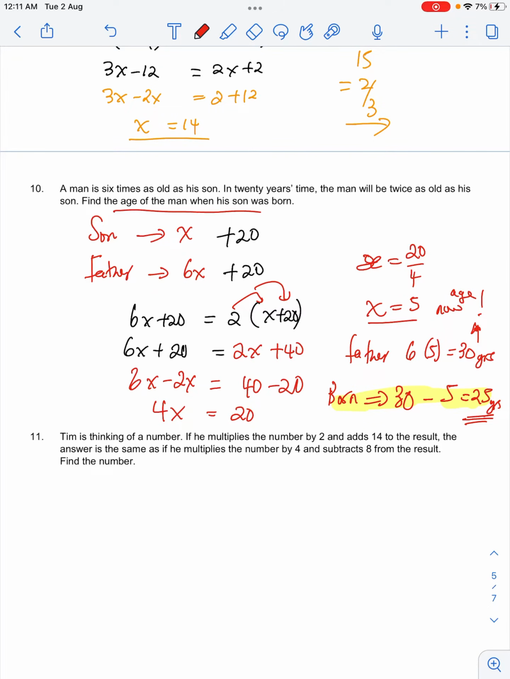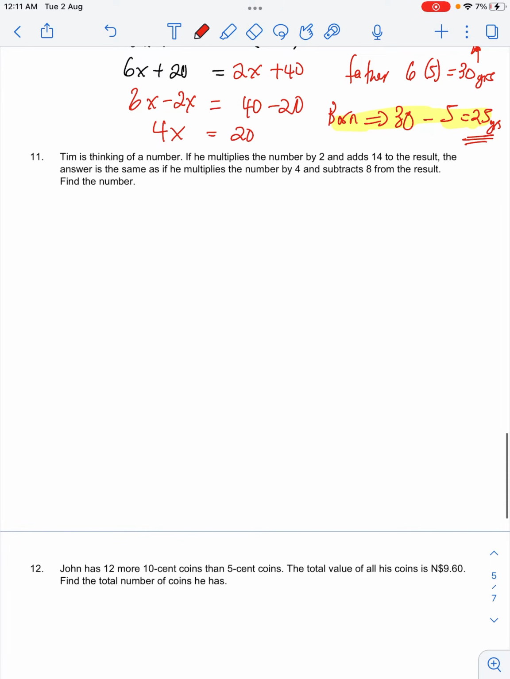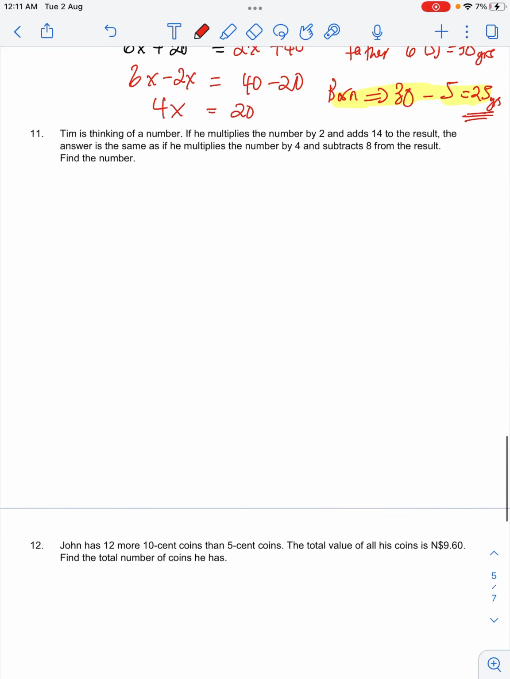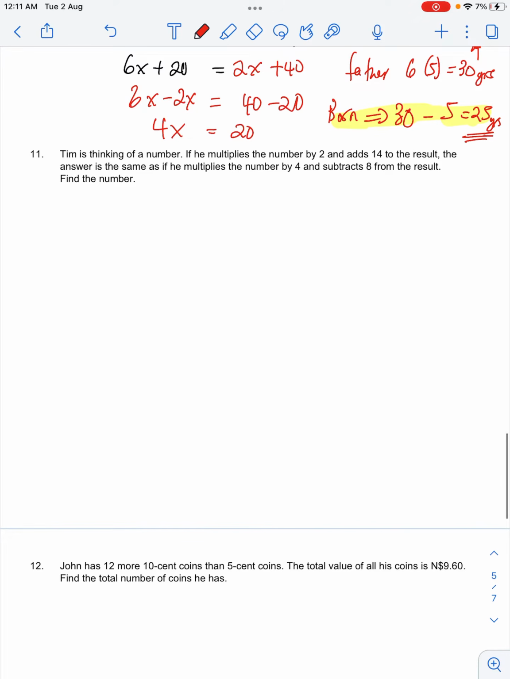Okay, question 11. Tom is thinking of a number. So let me just bring it in here. We don't know what the number is, so we're going to let that number be x. He multiplies the number by 2, and then he adds 14 to the number. He gets the same result as when he multiplied the number by 4 and subtracted 8.